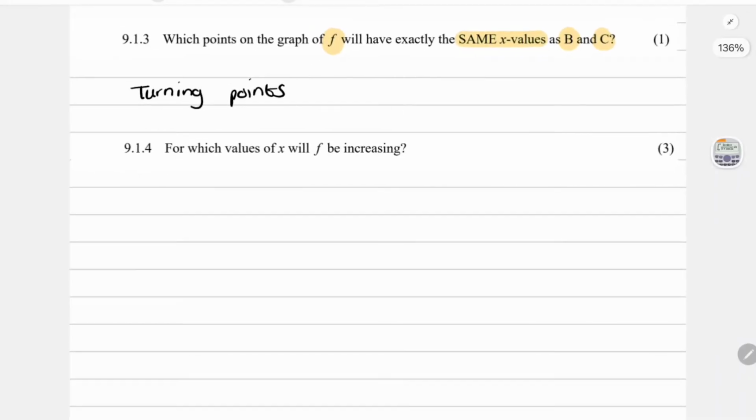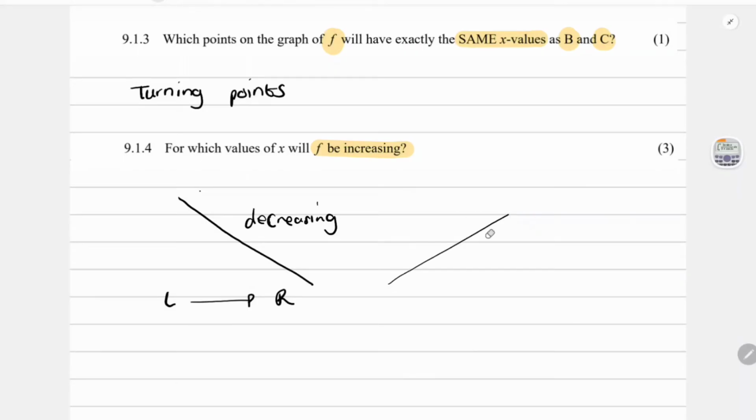The next question, 9.1.4, says, for which values of x will f be increasing? So not concave up or anything like that, but increasing. This actually has to do with the gradient and really what the function is doing. If you have a line that's doing this, you read graphs from the left-hand side to the right-hand side. Would you say this line is moving up or down? It's moving down. If you read it from left to right, you see it's moving down, and so this would be decreasing. If you want to see a function that's increasing, it needs to be moving up. That's what we're really going to be looking for in our original function.